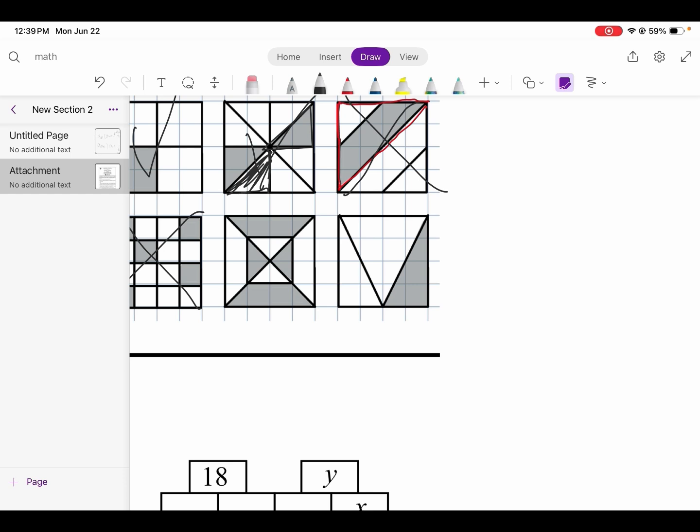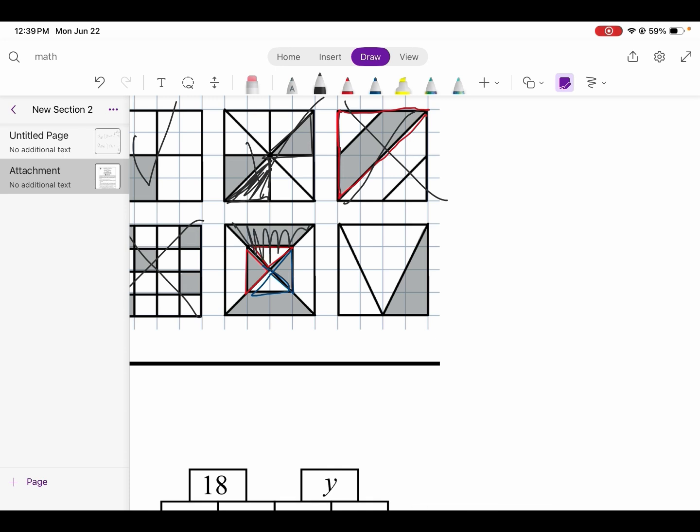For the next one, you could move this over to this, and then you could move this over here, and then you'd see that you have basically all of this shaded and all of this shaded, and that is a lot greater than 1/4 of the area. That's 1/2 of the area. So this is also not true.